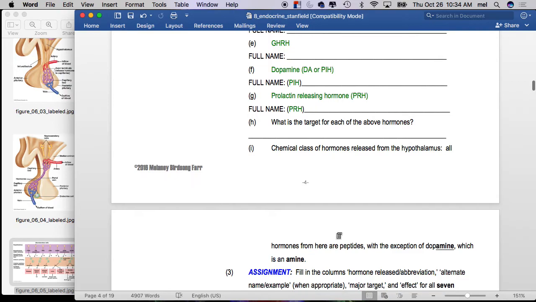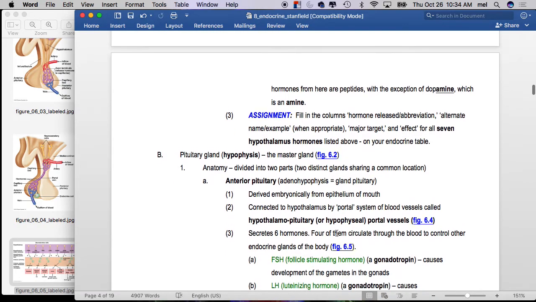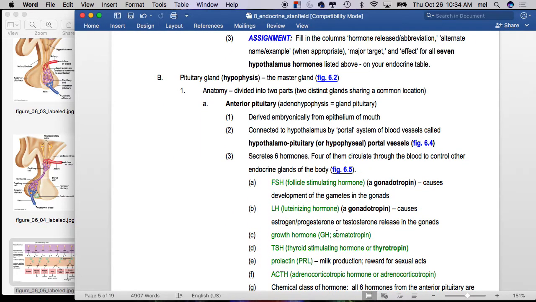Okay, so the chemical class of hormones for all of these hormones is they are all peptides except for dopamine, which is an amine. Be more specific. What kind? Water soluble. Water soluble amine. Yes? Okay. So your assignment, fill in the columns with hormone released and abbreviation, alternate names.